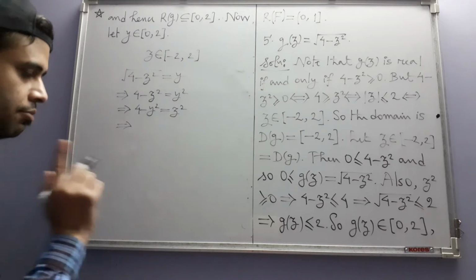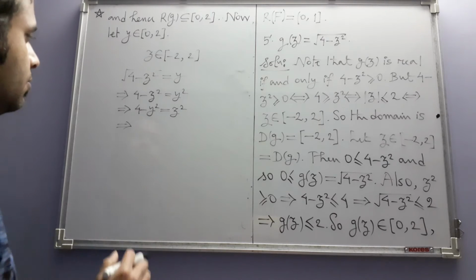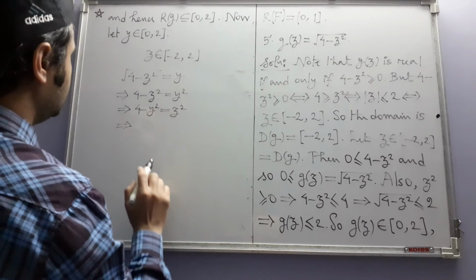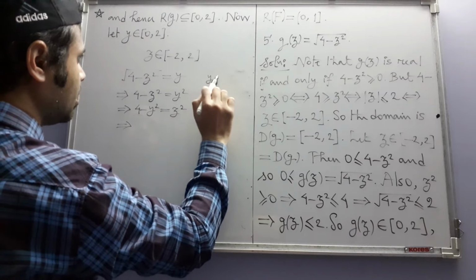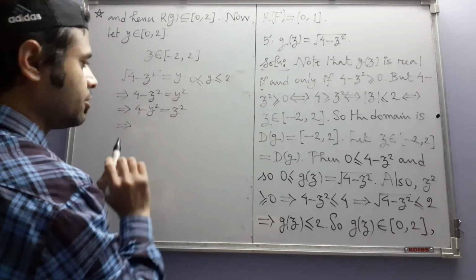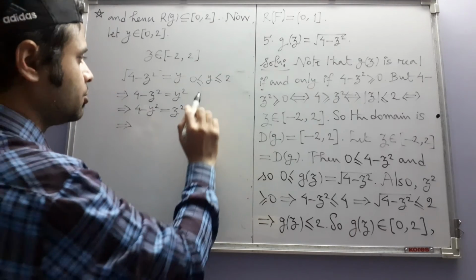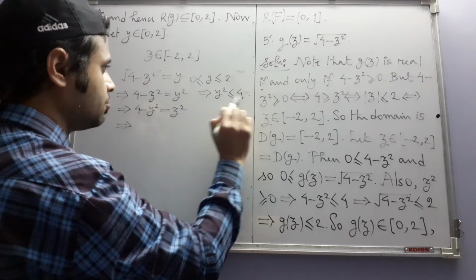Okay, now we are going to take square root again. Is that possible? That is possible because, see, we have chosen y here. So that means y is less than or equal to 2. At the same time y is greater than or equal to 0. So we can square on both sides and get y squared less than or equal to 4.